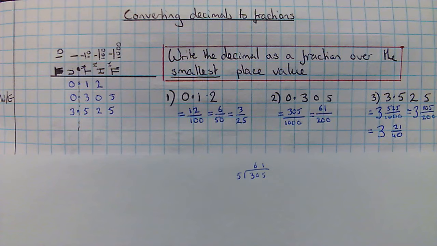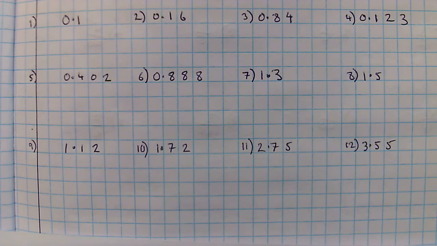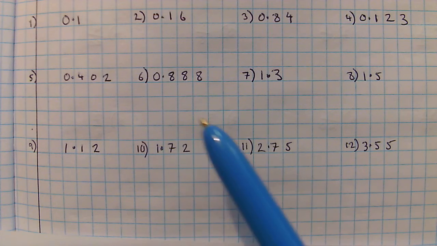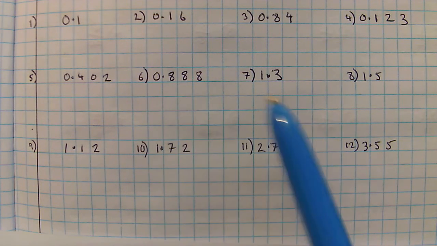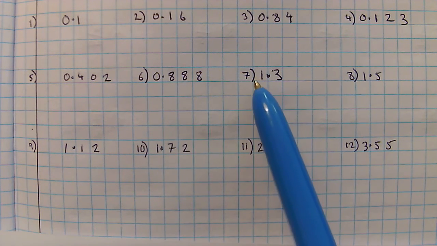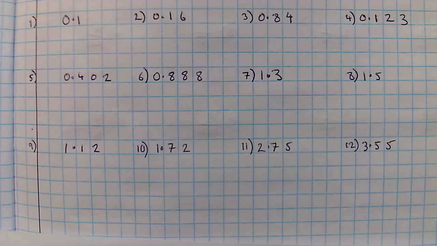Once you've done those, unpause the video and you can try some questions of your own. Okay, here are 12 questions. For the first 6 questions, they're all smaller than 1, so there's no mixed number part. Question 7 onwards, I would just take out the whole number and leave that as the whole part of the fraction. Okay, pause the video, have a go at the questions, and in a second you can have a look at the answers.